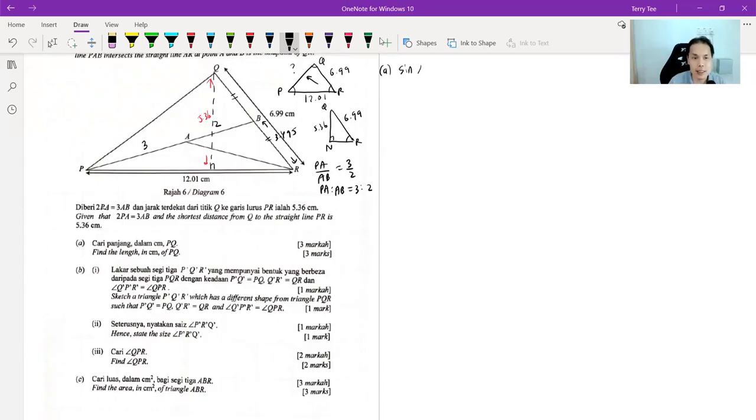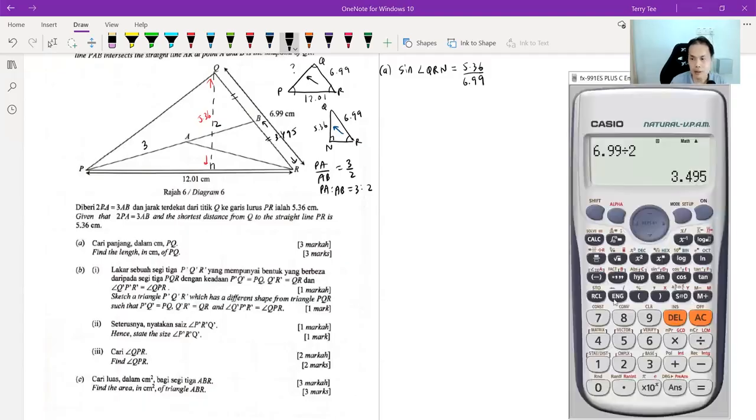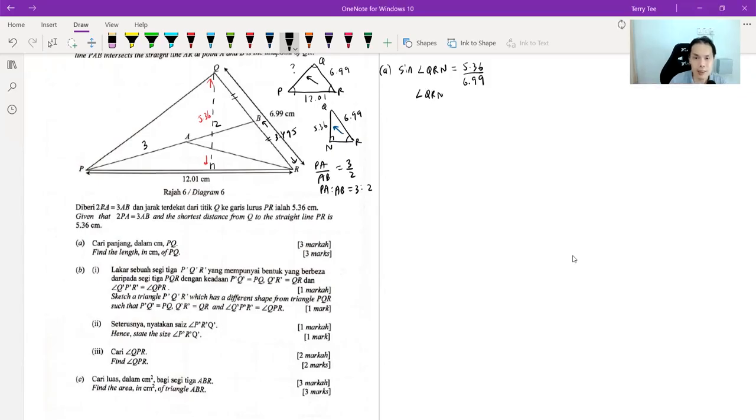So let me write sine of angle QRN is your opposite. Guys, your opposite is this 5.36. Maybe I draw here, easier to see. 5.36 divided by 6.99. Now use your calculator. 5.36 divided by 6.99. Whatever I get here, shift sine, answer equals 50.07, right? Angle QRN is 50.07. Once we've got this angle, I can now use cosine rule to find this.